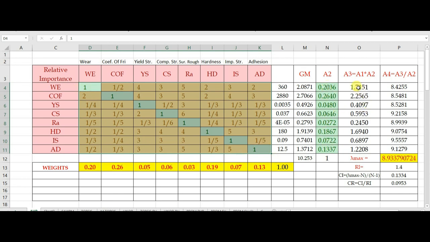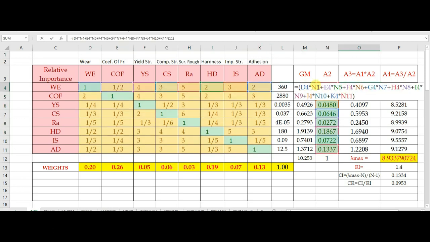So here we see the first value, you can see here. D4 into N4. So this is cell D4 and here this is cell N4. You can see D4 into N4 plus we have to take E4 into N5. So likewise you can see the formula. This is the way we obtain A3 values, D4 N4, E4 N5, F4 N6 likewise. So I hope you understand how to take product of two matrices.